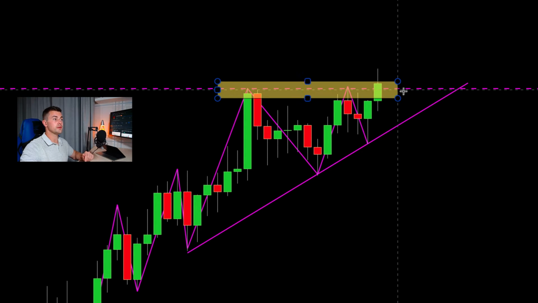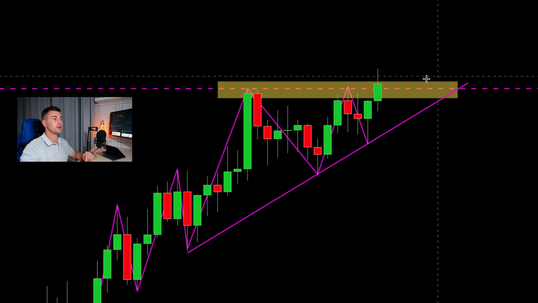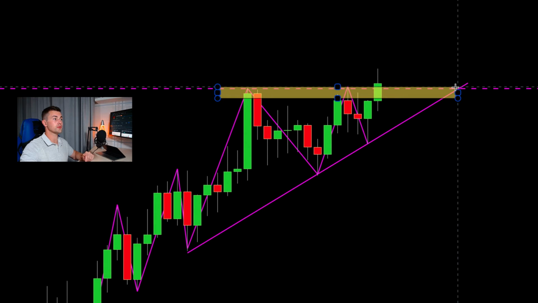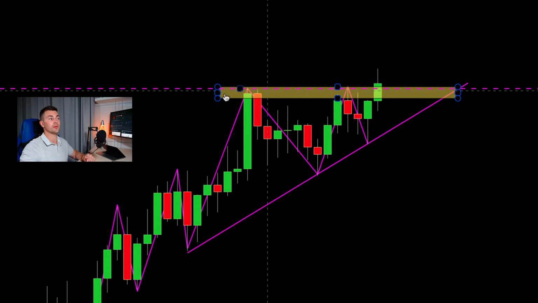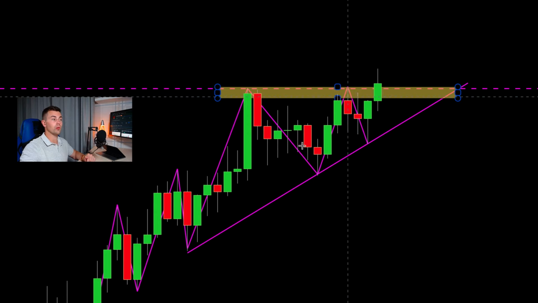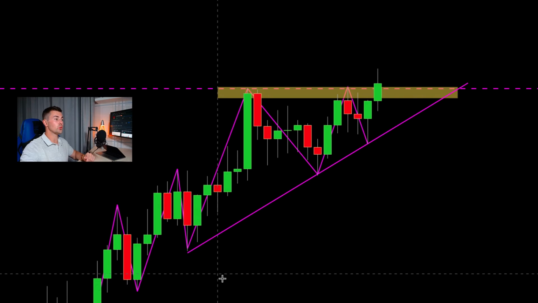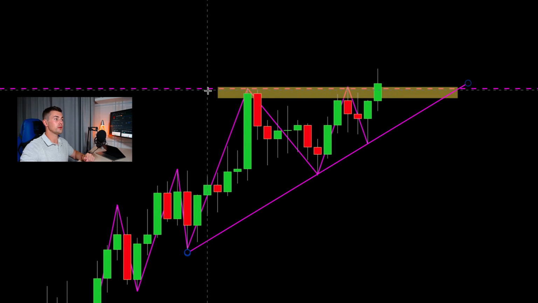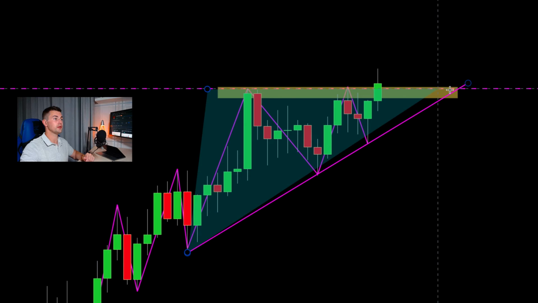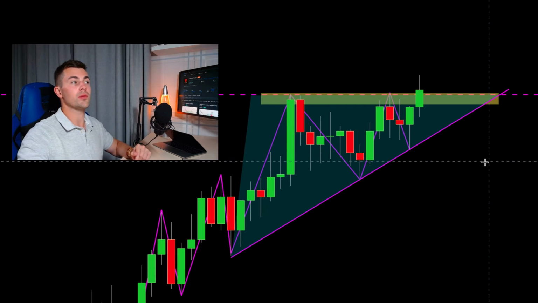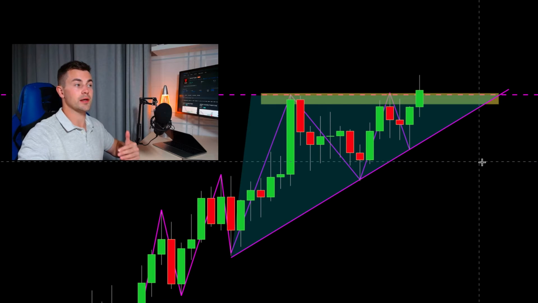And you can see that so far we have the horizontal structural resistance right here, quite a strong one based on these two equal highs, and at the same time we have high lows. So right here we spotted with you the ascending triangle formation. And what we know about the ascending triangle formation is that it is the classic trend following pattern being formed in a bullish trend. And why is it a trend following pattern?